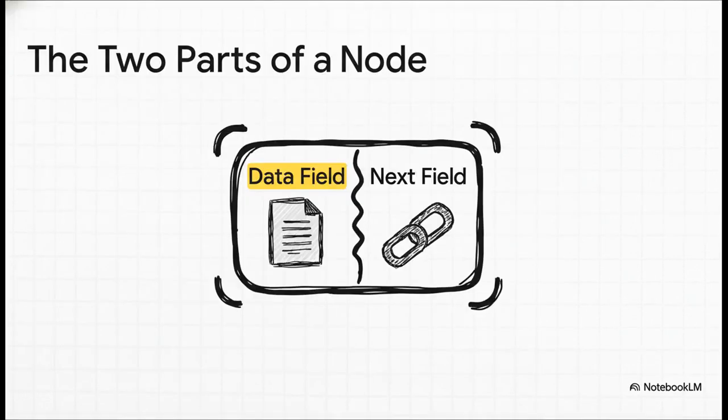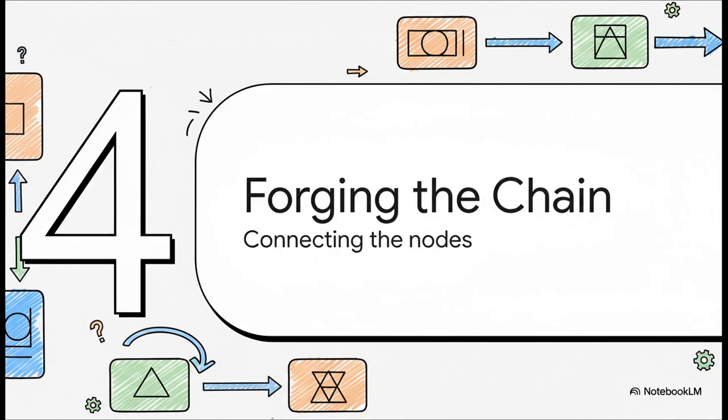So every single node we make is going to have two parts. It's got the data field, which is where we put our actual information, and it's got the next field, which is like a hook, just waiting to hold the address of the next node in the sequence. So we have our individual nodes, our building blocks, but right now they're just scattered. They're like a pile of Legos not connected to anything.